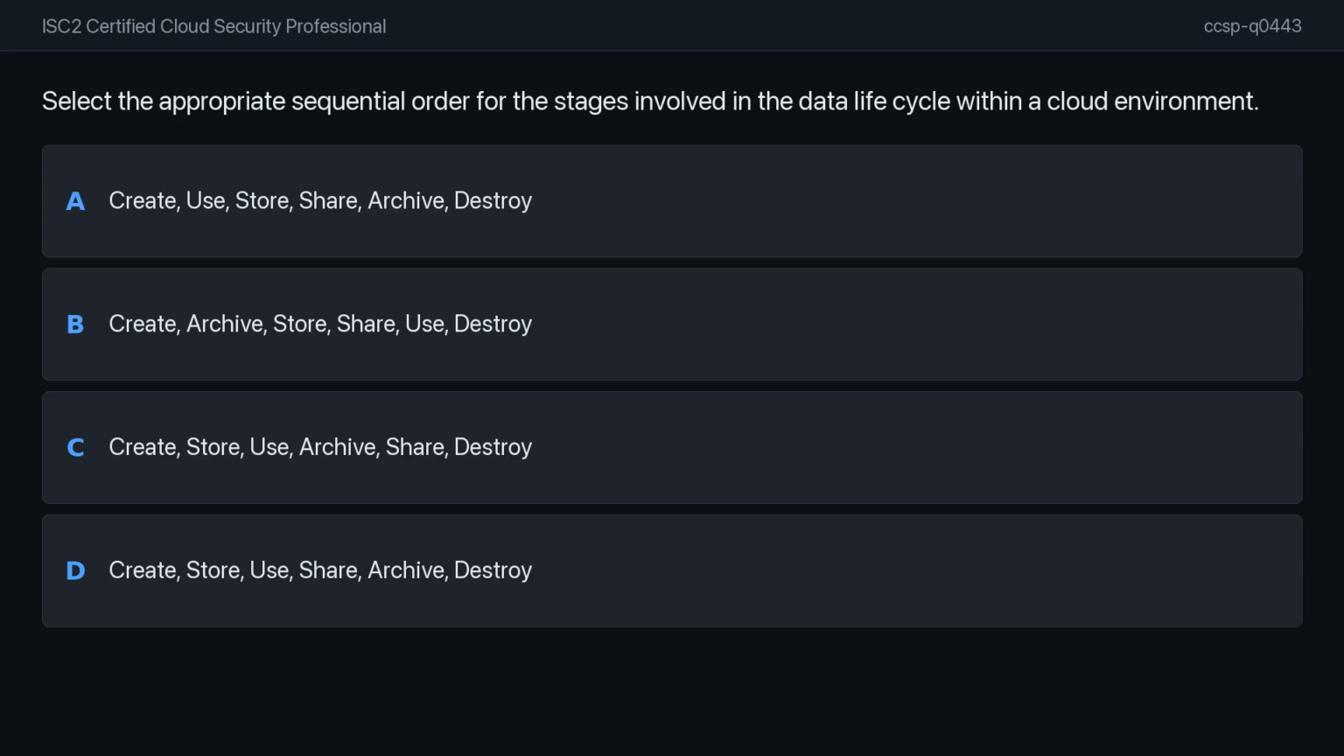In my view, the correct answer is option D, create, store, use, share, archive, destroy. This sequence follows the industry-standard cloud data lifecycle model. It begins with the creation or ingestion of data, followed by the storage phase where it is persisted. Once stored, the data is put to use, then shared with authorized parties, eventually moved to long-term cold storage during the archive phase, and finally purged during the destroy phase.